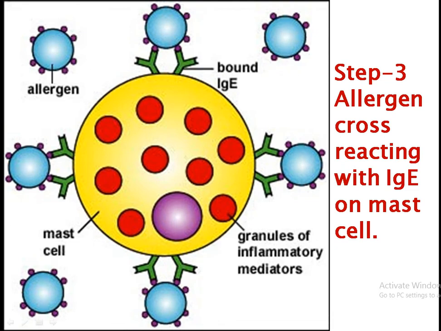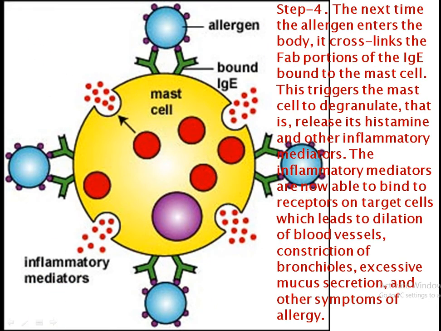And in the third step, the allergen cross-reacts with IgE on the mast cell, while in the fourth step, the next time the allergen enters the body, it cross-links the IgE bound to the mast cell, which triggers the mast cell to degranulate, that is, releases histamine and other mediators. These inflammatory mediators are now able to bind to receptors on target cells, which leads to dilation of the blood vessels, constriction of the bronchioles, excessive mucus secretion and other symptoms of the allergy.